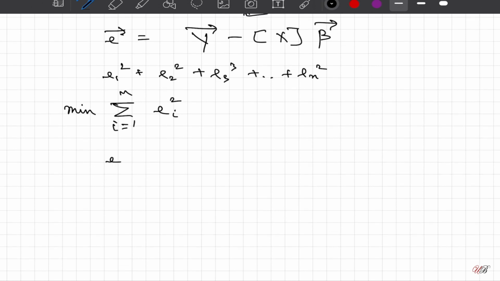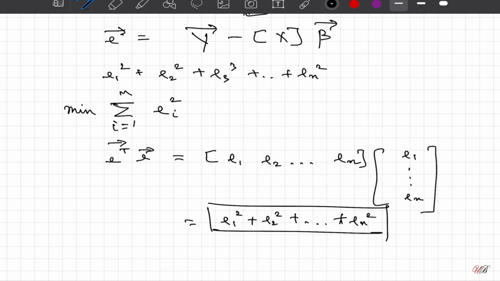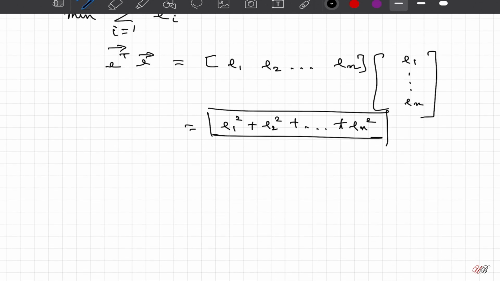Now if we write this as the product of error transpose times error, what we are doing is taking e1, e2 up to en and multiplying it with the vector e1 to en. So this would be e1 square plus e2 square plus en square. Hence we would be focusing on the product of transpose of error multiplied by the error itself.